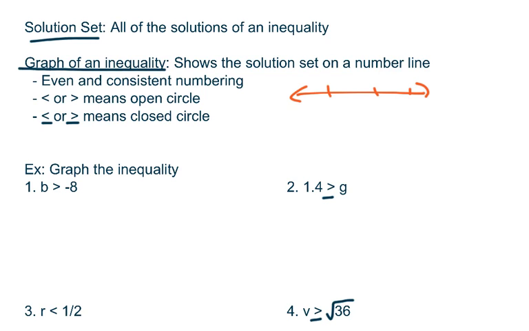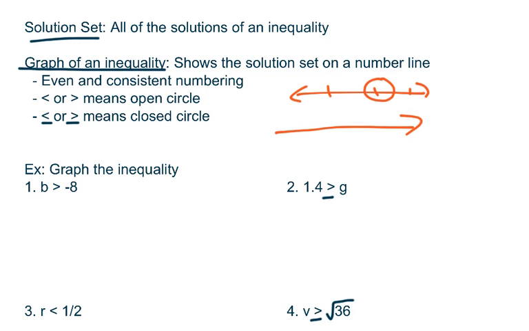If you have a strictly less than or strictly greater than inequality symbol, that means you're going to have an open circle. You're going to put an open circle on your specific number. We're going to do some shading here in a little bit. Basically, the open circle says every number up to this number is a solution, without this number. The open circle excludes that value from being part of the solution set.